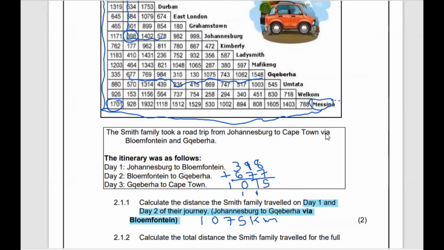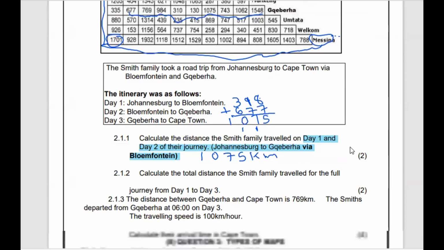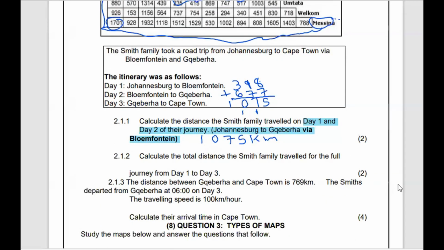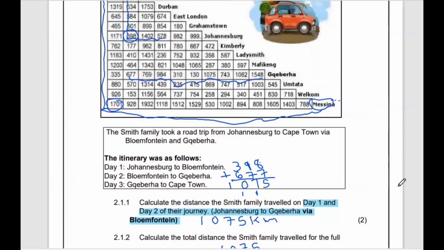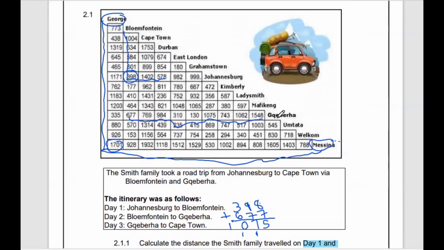Now moving on to the next question. Calculate the total distance the Smith family traveled for the full journey from day 1 to day 3. We already have the answer for the first two days, which is 1,075. Then we are going to add it to the distance between Gqeberha and Cape Town. If we look at Gqeberha, this is Gqeberha. Then if we trace it to Cape Town, we get this figure, which is 769.